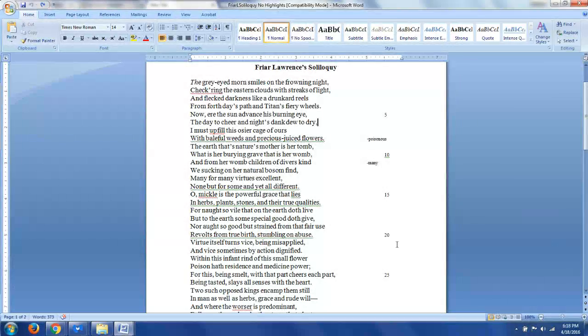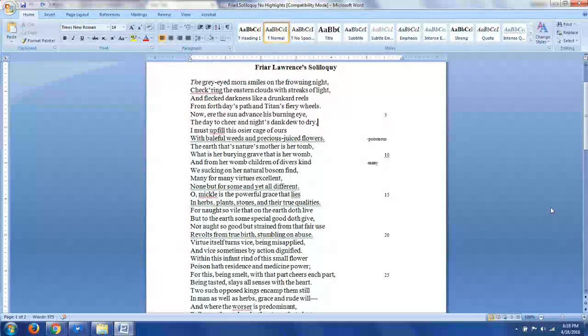Oh, here it is. The soliloquy right here, Friar Lawrence's soliloquy from Act 2, Scene 3 of Romeo and Juliet. Like I said, this is one of the most important moments in the play, even though it's by this minor character. It kind of reveals a whole lot of truth in the play.